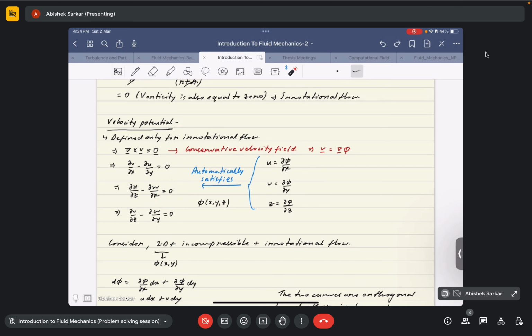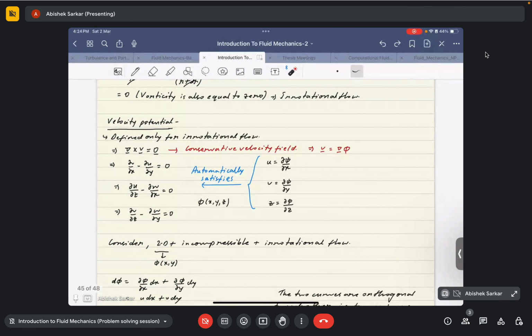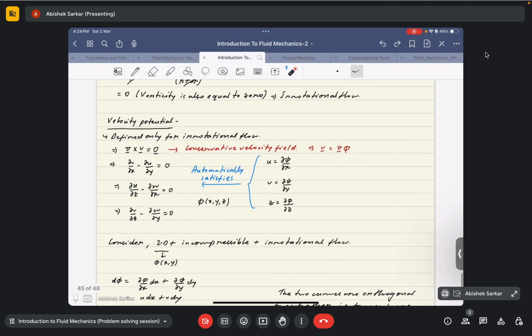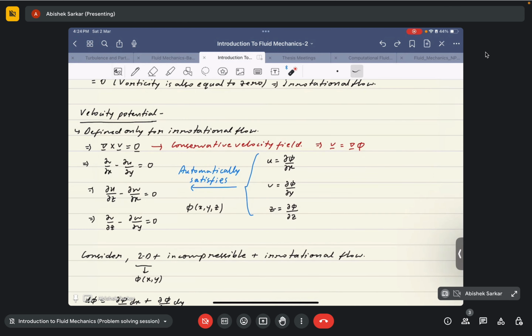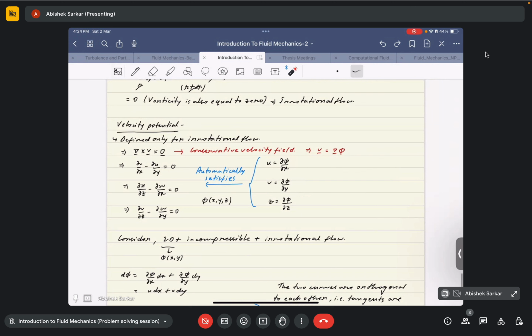So that would give us that ∂v/∂x minus ∂u/∂y equals 0, ∂u/∂z minus ∂w/∂x equals 0, and ∂v/∂z minus ∂w/∂y is equal to 0. Then if we define a function phi such that u is equal to ∂φ/∂x, v is equal to ∂φ/∂y, and w is equal to ∂φ/∂z, from that we get that this definition of the velocity potential phi inherently satisfies these equations, and thus the definition of the velocity potential is given by these expressions.